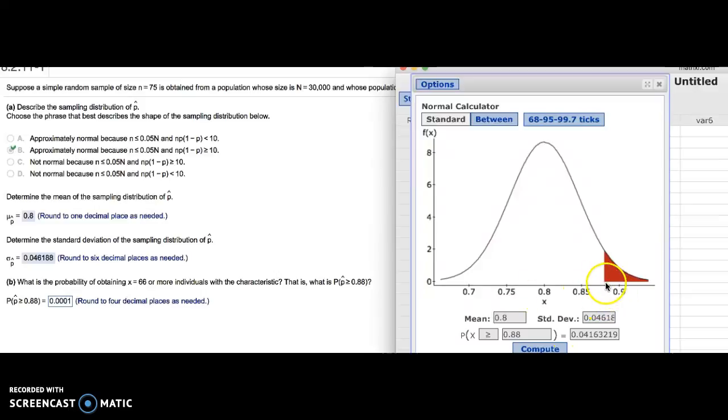So notice we do have 0.88 above the mean, and then the area above the mean is approximately 0.0416, and that gives us the probability that we're looking for.